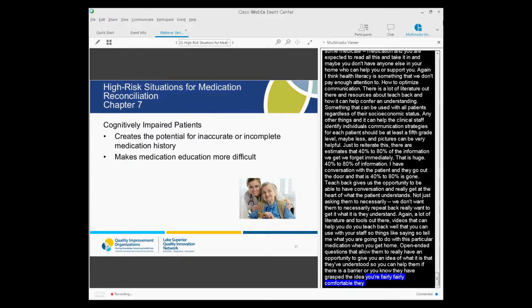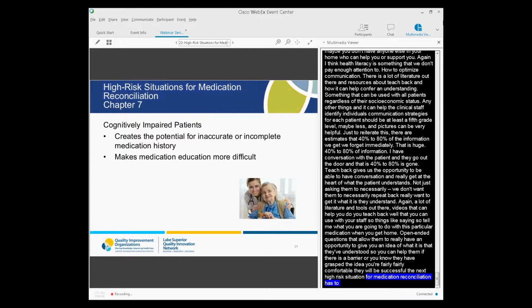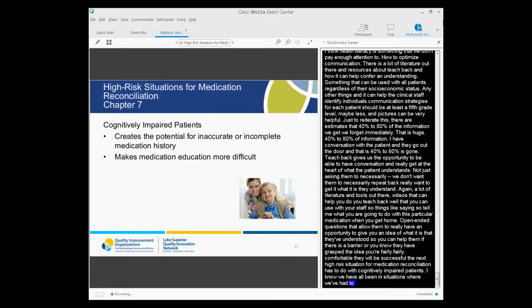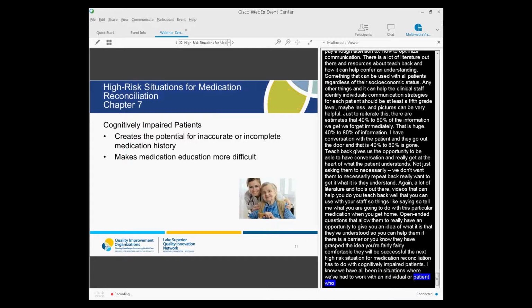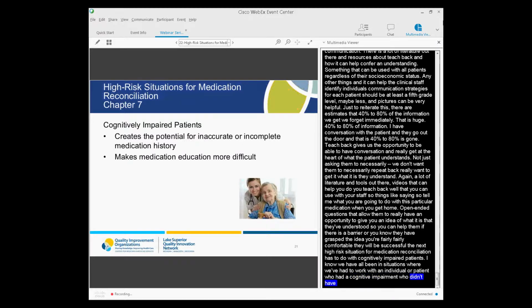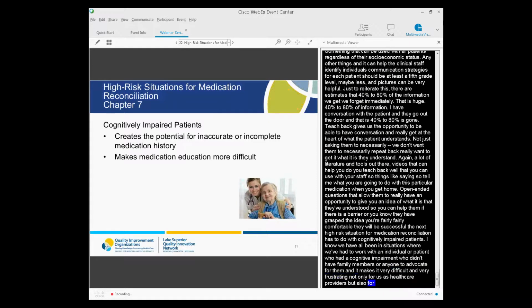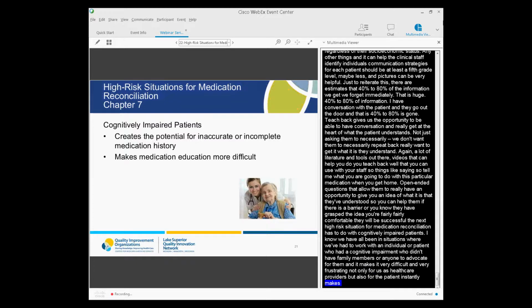The next high-risk situation for medication reconciliation has to do with cognitively impaired patients. And I know we have all been in situations where we've had to work with a patient who had a cognitive impairment and maybe didn't have any family members or anyone to advocate for them, and it makes it very, very difficult and is very frustrating, not only for us as healthcare providers, but also for the patient. It certainly makes any kind of education about medications or any other health-related information very difficult.